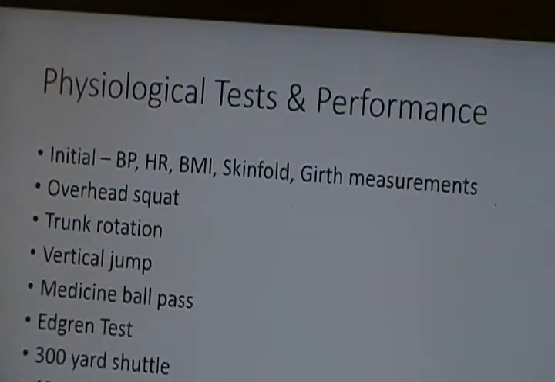The tests that we'll be doing are the initial heart rate, blood pressure, and skin fold measures. The overhead squat is a postural test, and this is going to be assessing any imbalances, which he will definitely have as a police officer and as a rugby player.